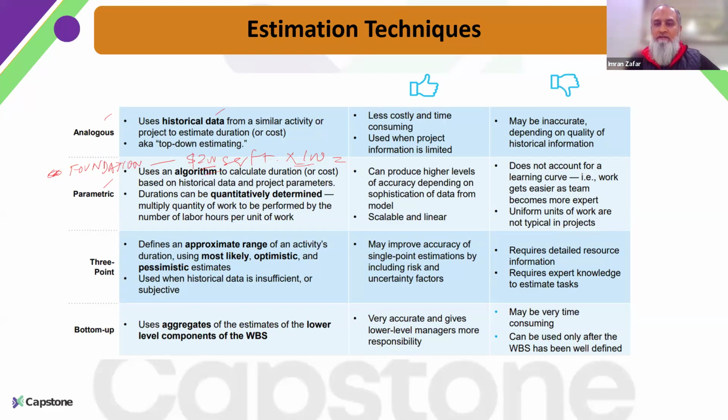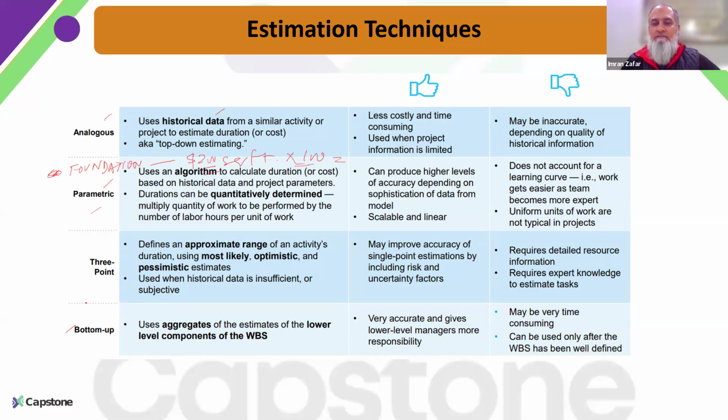And the same goes for schedule as well. I know that to construct a foundation per cubic meter, this is the time that I will be requiring. So depending on the area that I need to cover, I multiply by it, and I get the schedule related to it. So this is what we call parametric estimation.